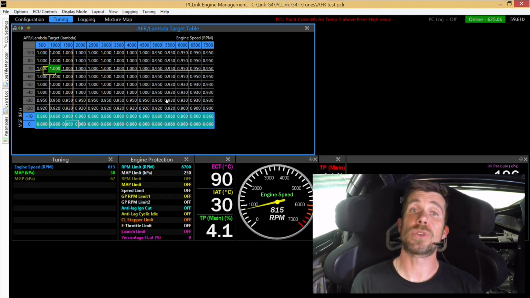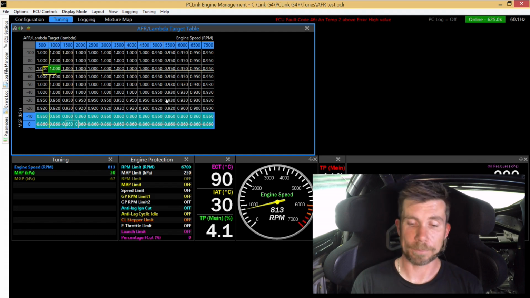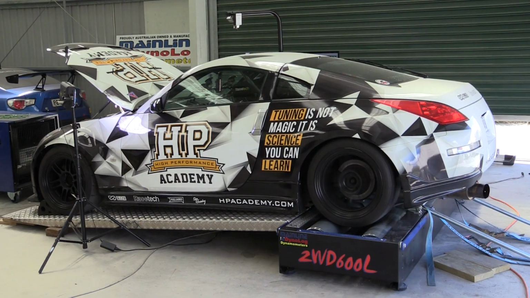Now remember, from our torque optimization test we saw that our power, or our torque, was reasonably consistent down to about 0.86 lambda. So obviously I'm not expecting a huge difference in the power during a ramp run. So let's do our second run now and we'll see what result we get.